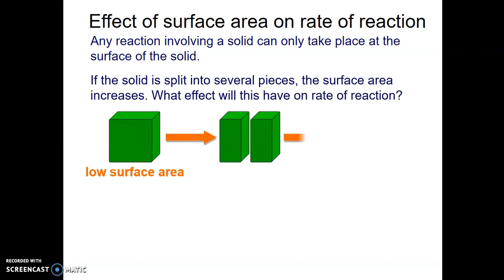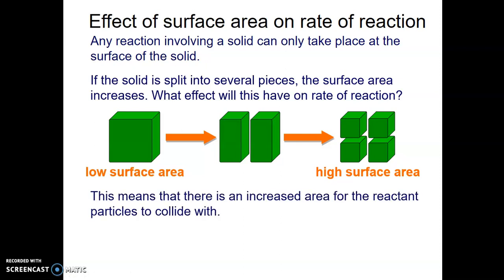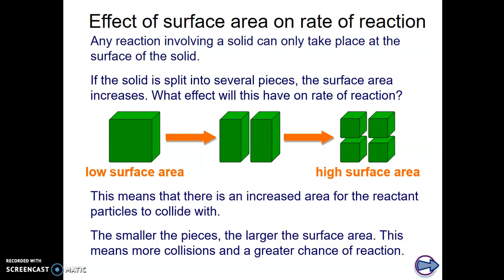What effect is that going to have? Well, if you have one big lump, you have a very low surface area to volume ratio. If you break it up into smaller pieces, each time you break it up, you create more surfaces for collisions to take place. The smaller the pieces, the more surfaces there are available. So you have an increased surface area for the reactant particles to collide with. The smaller the pieces, the larger the surface area. This means more collisions and a greater chance of a reaction taking place.